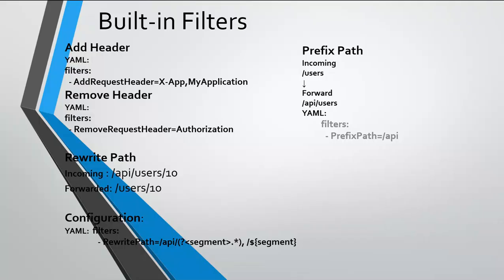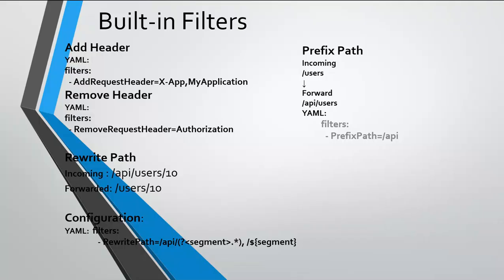So built-in filters are things like add header. If you want to add a header, in the YAML file the filter will be like this: filters, AddRequestHeader equal to X-App, comma, MyApplication. Remove header will be RemoveRequestHeader Authorization. RewritePath will be like this: incoming will be like this, and forwarded will be like this. Then configuration, in the YAML file we'll have this kind of configuration.